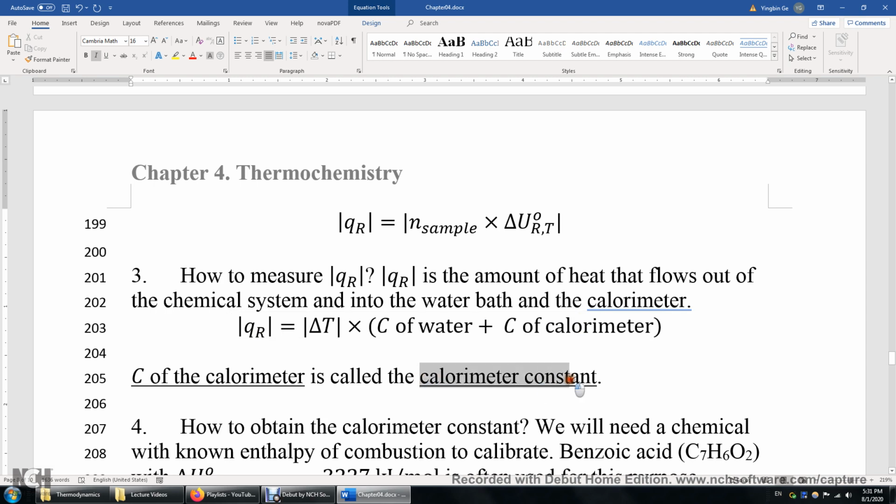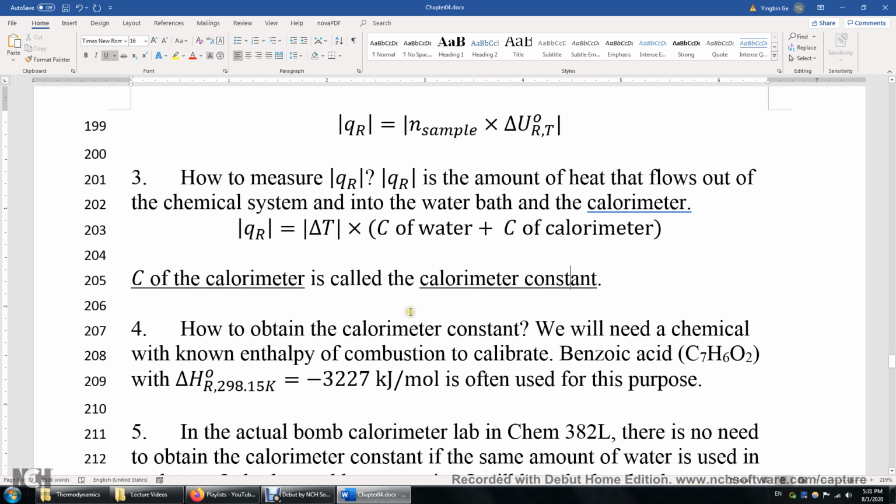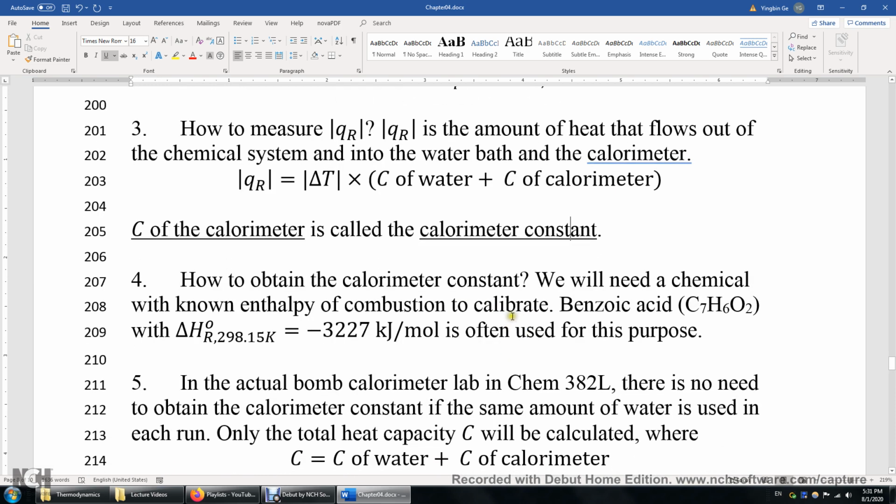How do we measure this one? Well, if you purchase a calorimeter, this constant is provided by the manufacturer, but we can also measure it. How do we measure this C of the calorimeter? We need a standard. We need a chemical with known enthalpy of combustion, and then we calibrate. For example, we use benzoic acid. We know the enthalpy of combustion of benzoic acid is this much.